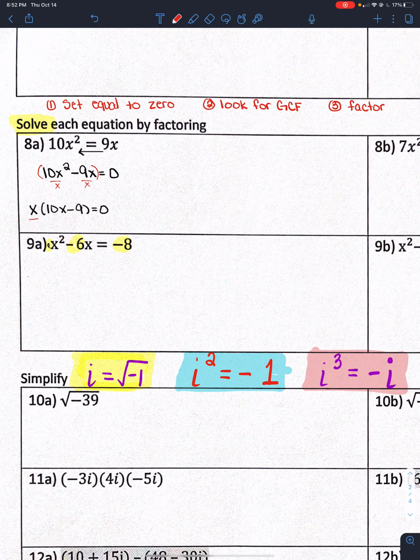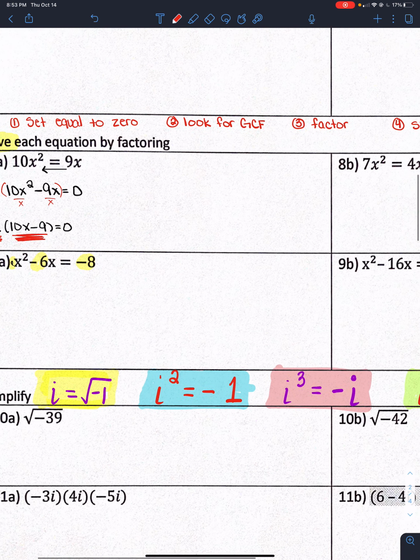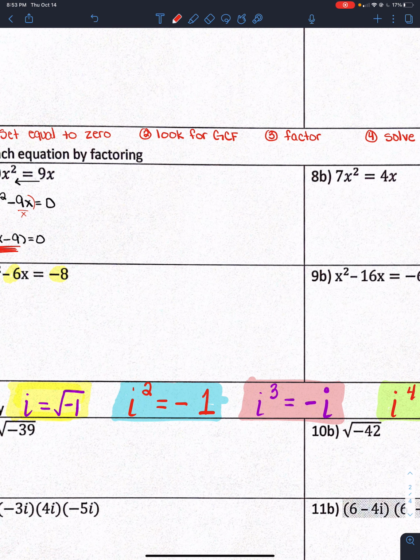So the first factor is x, and the second factor is 10x minus 9. Okay. Now I'm going to write a little bit more here on factor. I'm going to say factor by setting each one equal to 0.